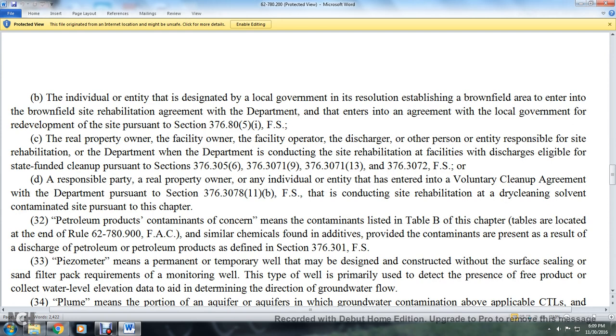Petroleum contaminants of concern means the contaminants listed in Table B, with the chapter tables located at the end of rule 62-780.900, with similar chemicals and additives, provided the contamination present is a result of the discharge of petroleum products defined in section 376.301.